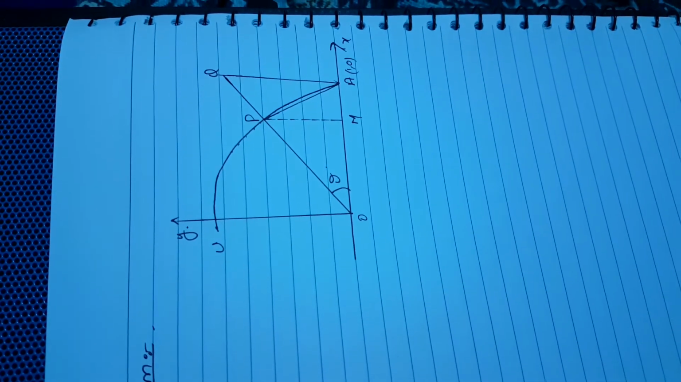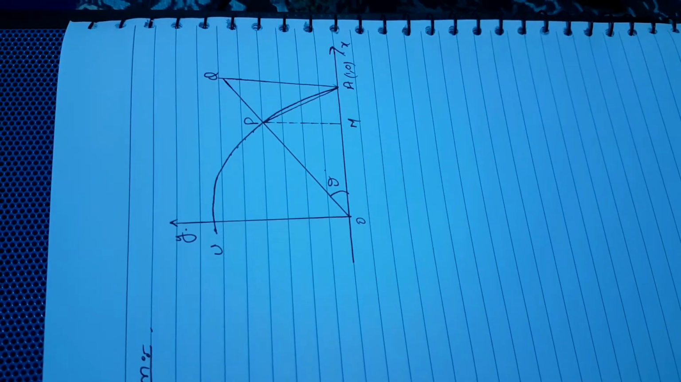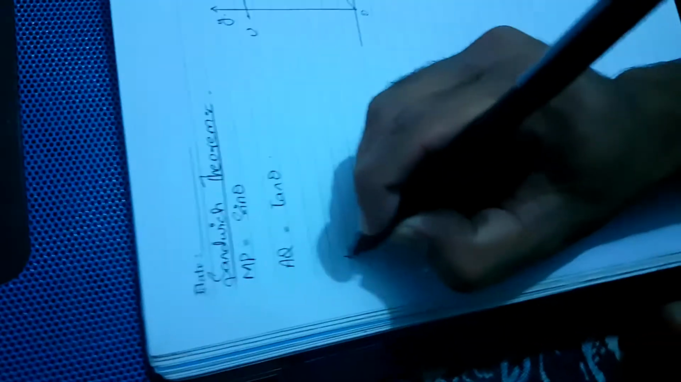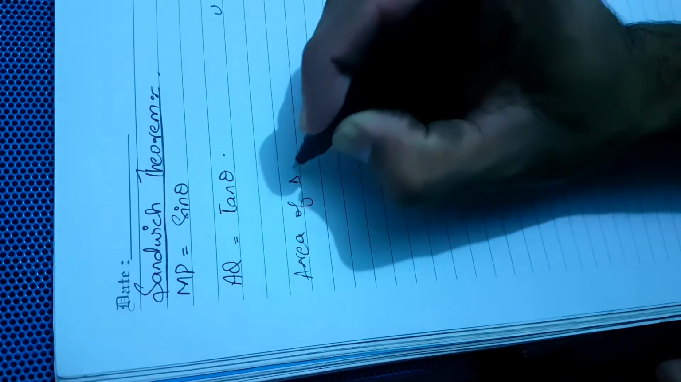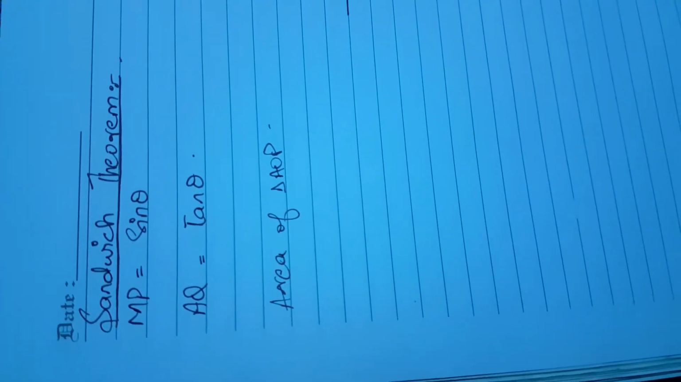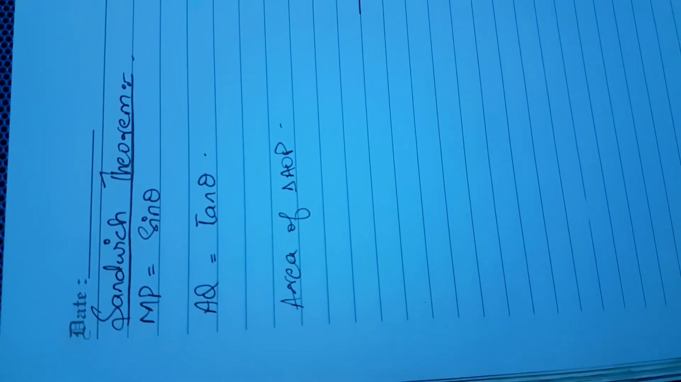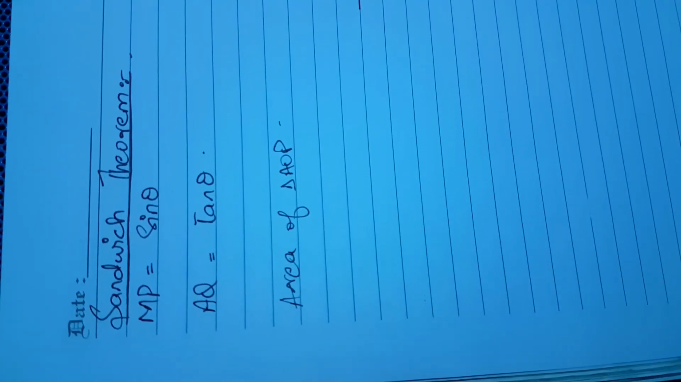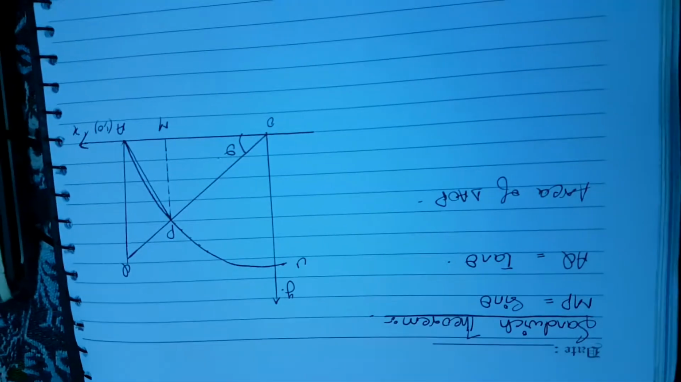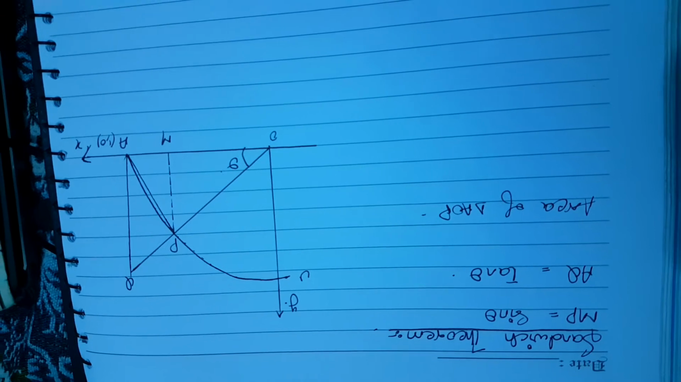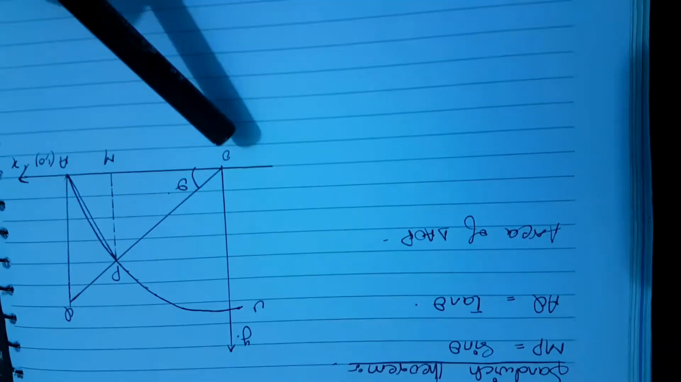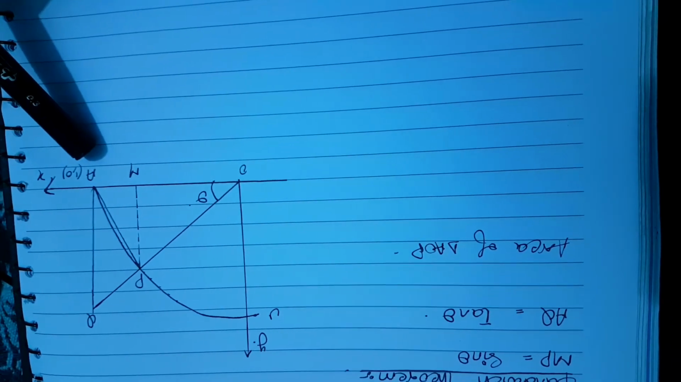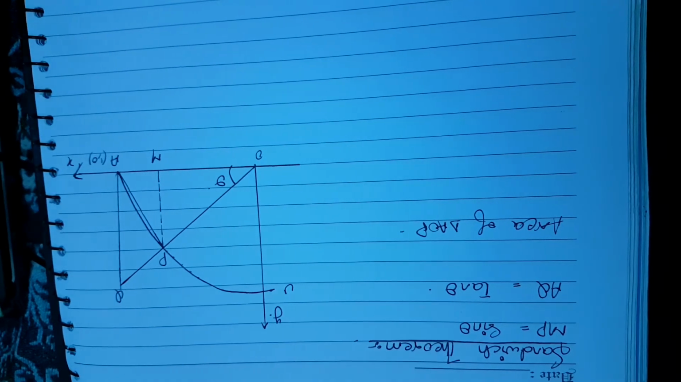Now we have to discuss that there are basically three areas. Number one, area of triangle AOP. This is a triangle. Basically there are three figures: triangle AOP, triangle OAQ, and a sector. Now I just demonstrate again that we got three shapes in this figure: triangle OPA, triangle OAQ, and a sector.